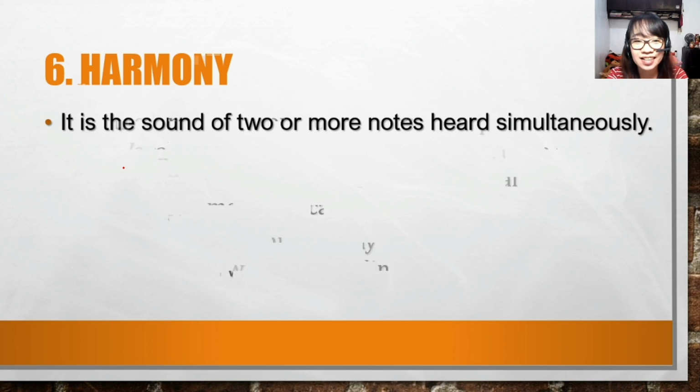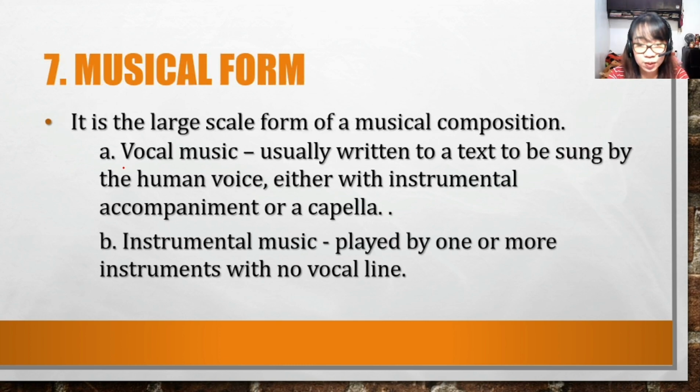Now, the last one we have is the musical form. It is the large scale form of a musical composition. We have actually two kinds of musical form. We have the vocal music and the instrumental music. When we say vocal music, it is usually written to a text to be sung by the human voice, either with instrumental accompaniment or a cappella. So vocal music is with a vocal line.